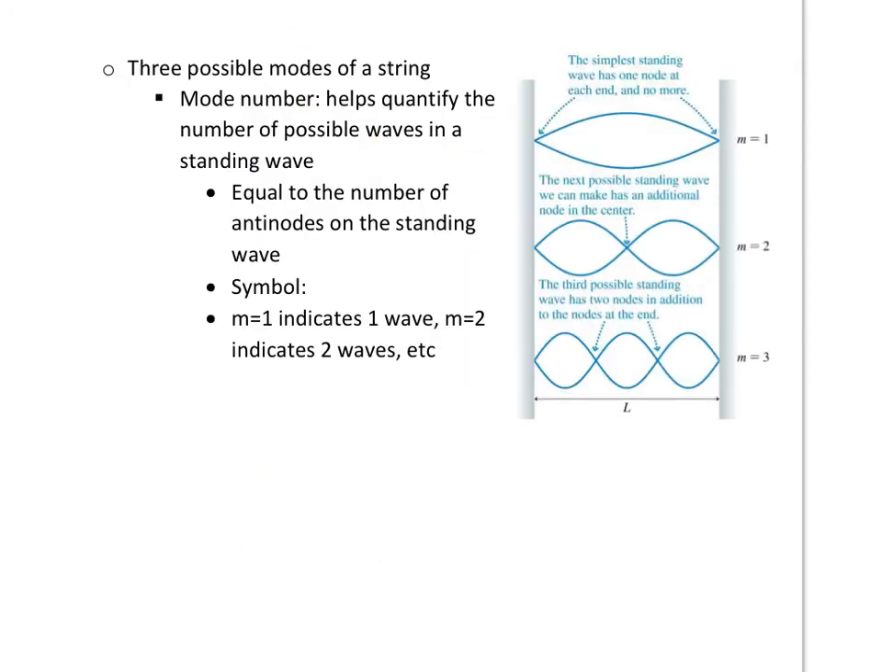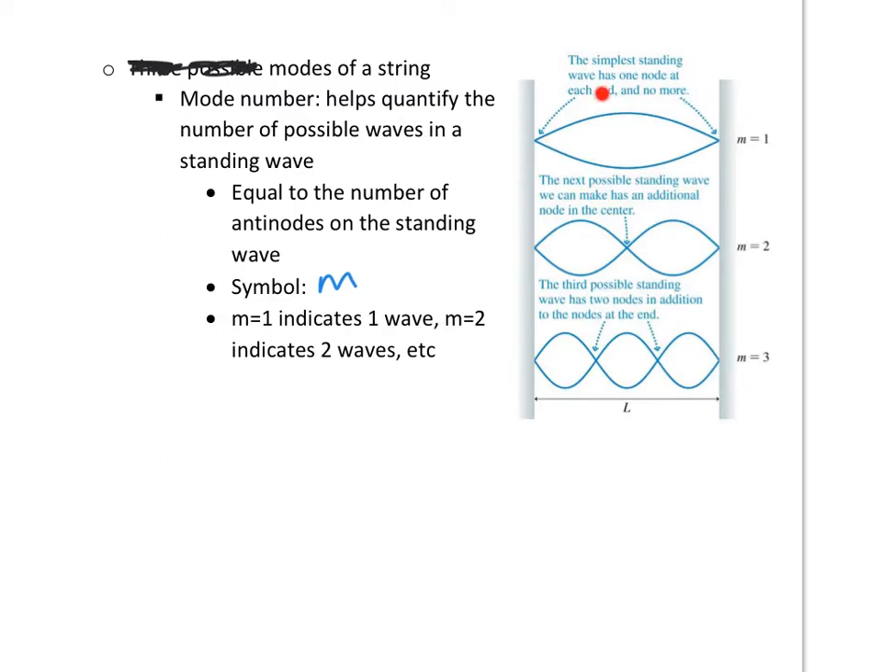There are possible modes of a string. It's not only three. And I think your notes is right. Let's get rid of possible. So different modes of a string. All the mode number tells you is how many possible waves there are in a standing wave. It's equal to the number of antinodes on the standing wave. The symbol for mode is an M, so this makes perfect sense. Mode is M. If you have M equals 1, then it's one wave, M equals 2, it's two waves, etc.